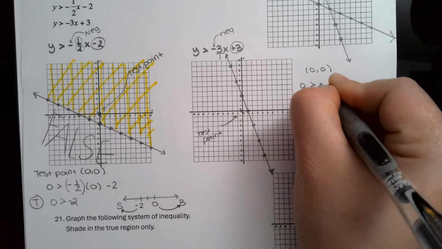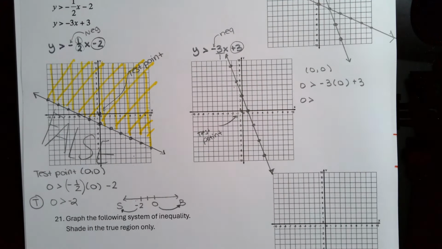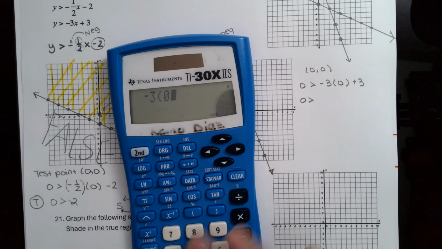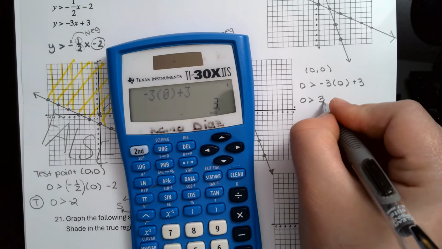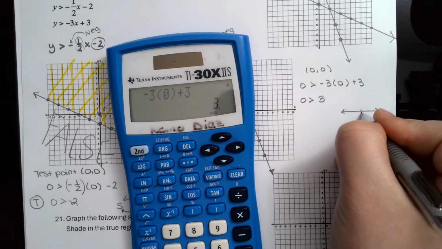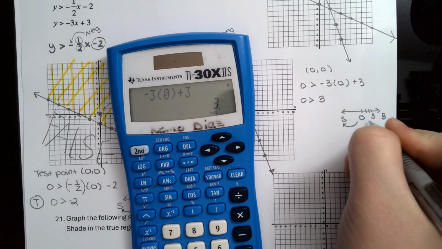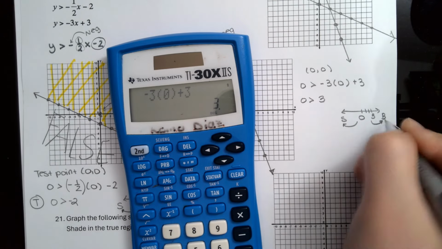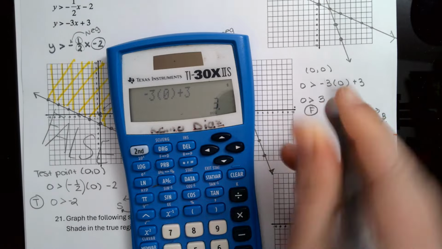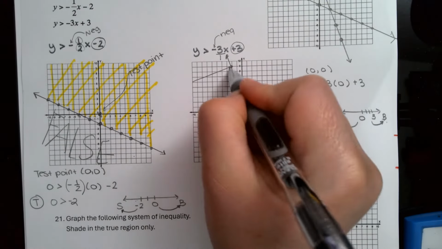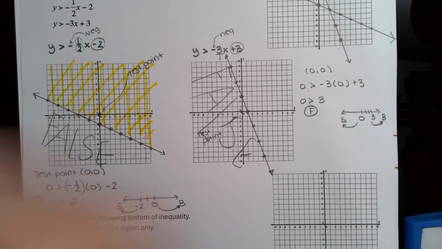So 0 is greater than -3, open 0, close it, +3. Type that into the calculator. -3, open 0, close it, +3. We get 3. Is 0 bigger than 3? Again, if you need a number line, here's your bigger side, here's your smaller side, here's 0, here's 3. 0 is smaller because it's closer to the left. 3 is bigger, so this is going to be false. And we color in our true.